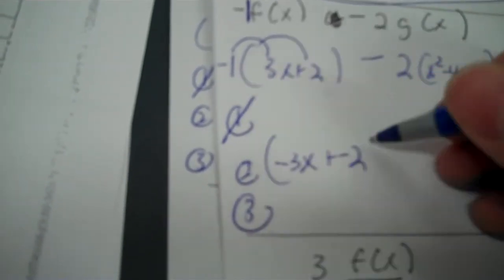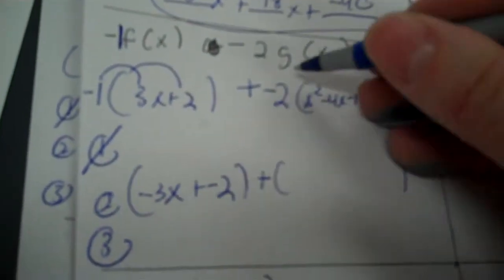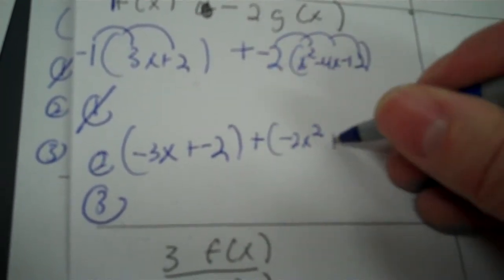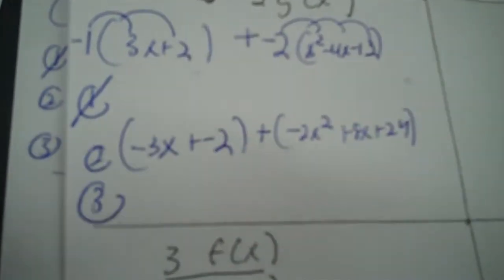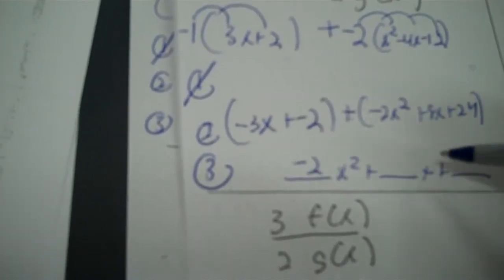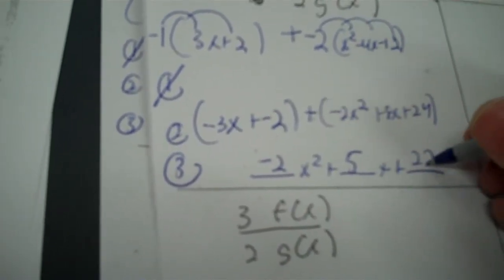So the power is to just see x, and then you can distribute. Gives you negative 3x plus negative 2. Now make that a plus negative 2, so now you can write a plus and then just distribute negative 2. It's going to be negative 2x squared plus 8x plus 24. That's what you get when you multiply. Okay, now with the plus you can just combine like terms. So x squared, you have negative 2, x, negative 3 plus 8 is 5, and then negative 2 plus 24 is 22.